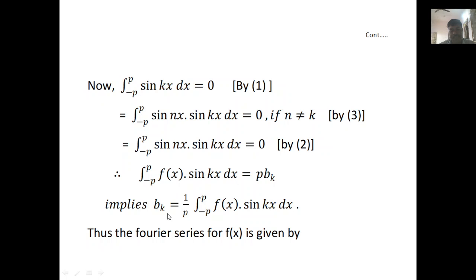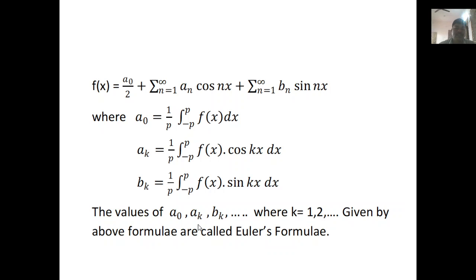And finally we get bk is equal to 1 by p integration of minus p to p f of x sin kx dx. So thus the Fourier series for f of x is given by f of x is equal to a0 by 2 plus summation n is equal to 1 to infinity an cos nx plus summation n is equal to 1 to infinity bn sin nx. Here a0 is this one, this is ak, and this one is bk.